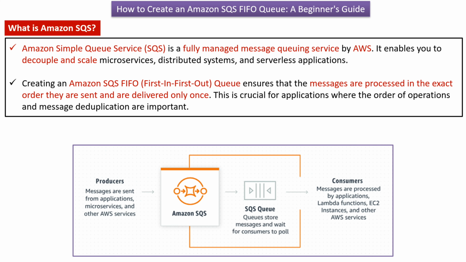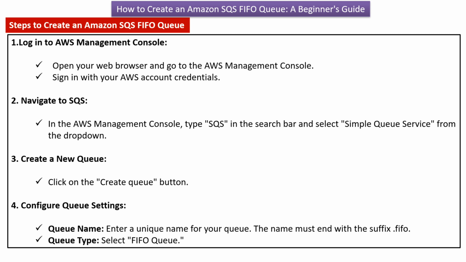Creating an Amazon SQS FIFO queue ensures that the messages are processed in the exact order they are sent and messages are delivered only once. This is crucial for applications where the order of the operations and message deduplication are important. Now we will see the steps we have to follow to create an Amazon SQS FIFO queue.